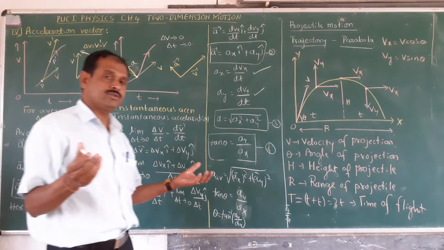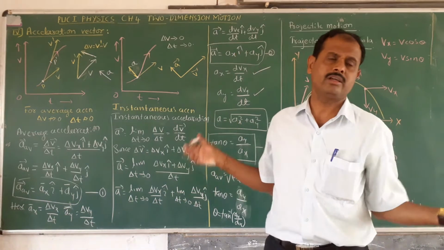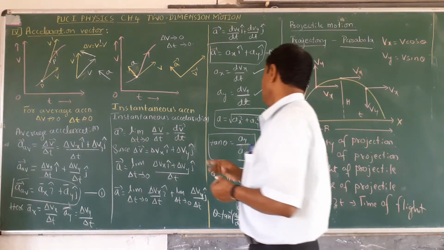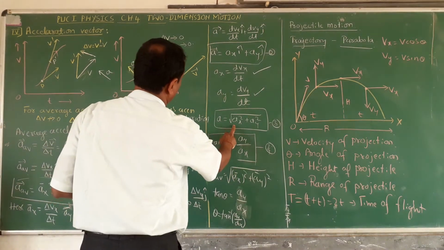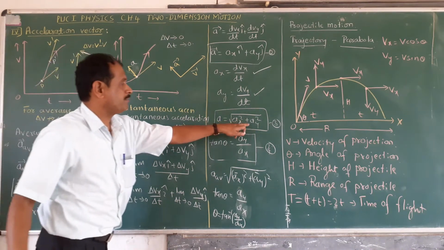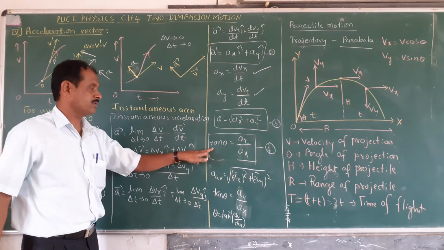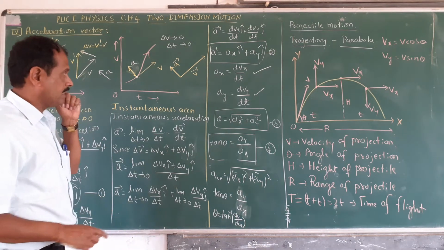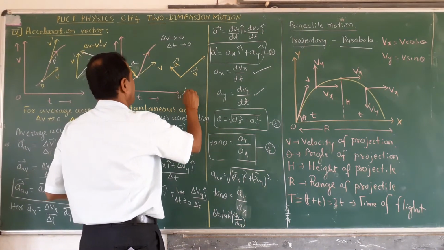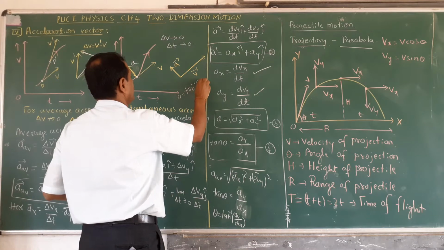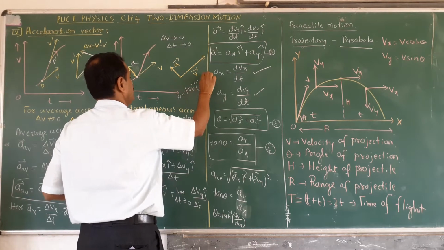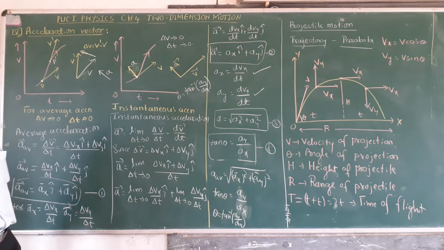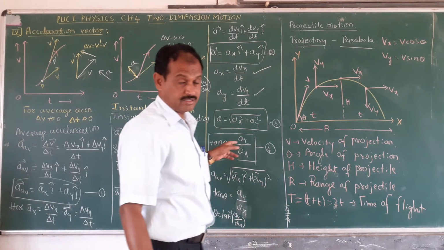Now what about the magnitude? It's very very important. Similar steps you got here. a is equal to under root of ax square plus ay square. Tan theta is equal to ay by ax. If you want to take theta, that is tan inverse of ay by ax. This is about instantaneous acceleration.